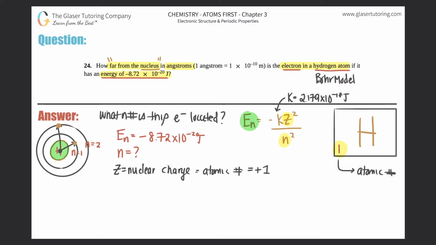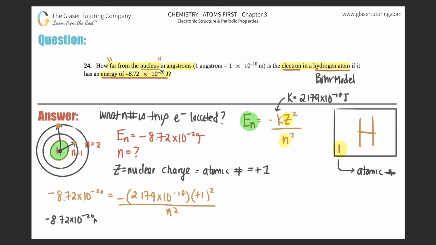So let's set it up. Negative 8.72 times 10 to the negative 20th equals negative, the K was 2.179 times 10 to the negative 18th times Z squared, so it would be a plus 1 squared, all over n squared. So what you can do here is crisscross, because I have basically two ratios. The E is technically over 1. So you can crisscross to get the n out of the denominator and into the numerator. So what you got here is negative 8.72 times 10 to the negative 20th n squared equals negative 2.179 times 10 to the negative 18th times 1 squared, which would just be negative 2.179 times 10 to the negative 18th.